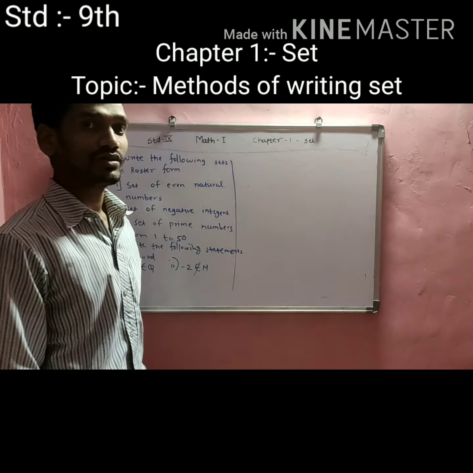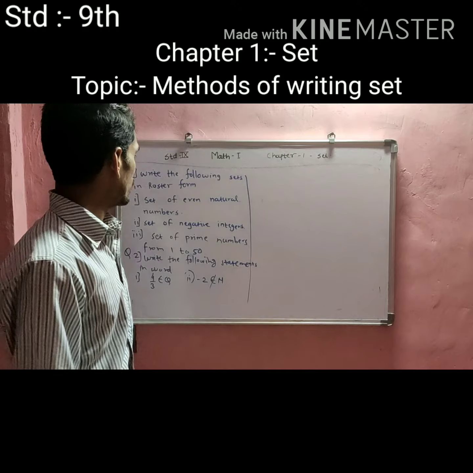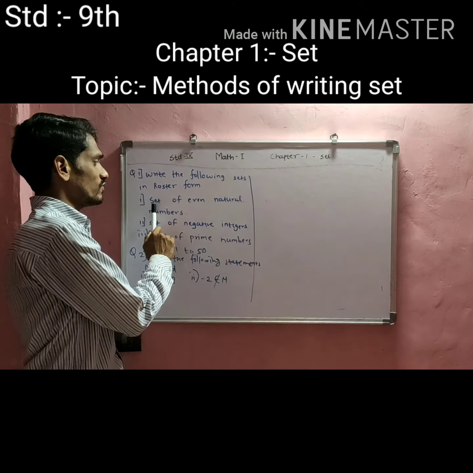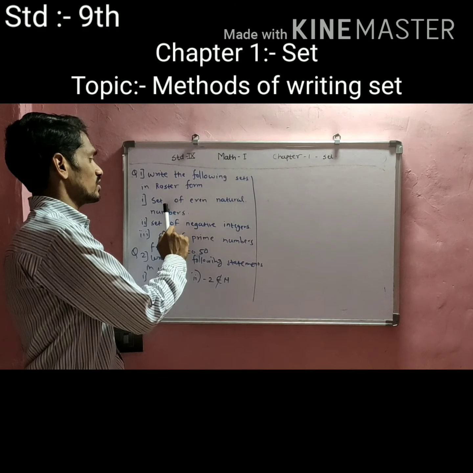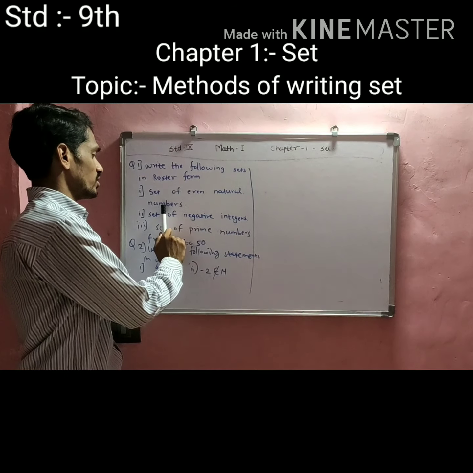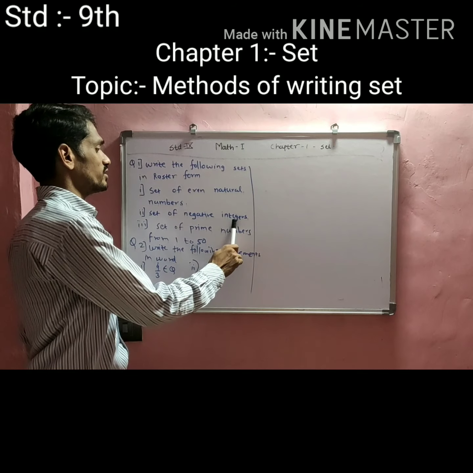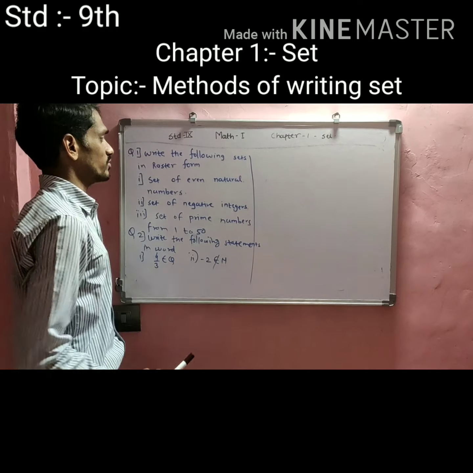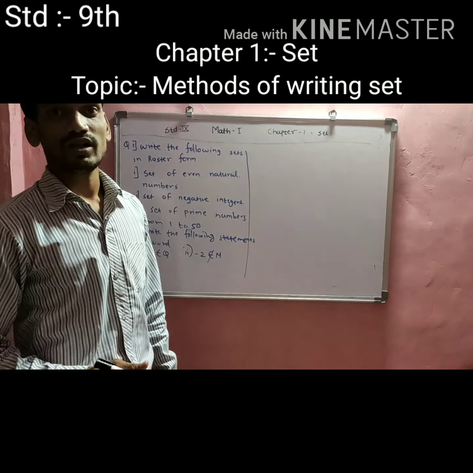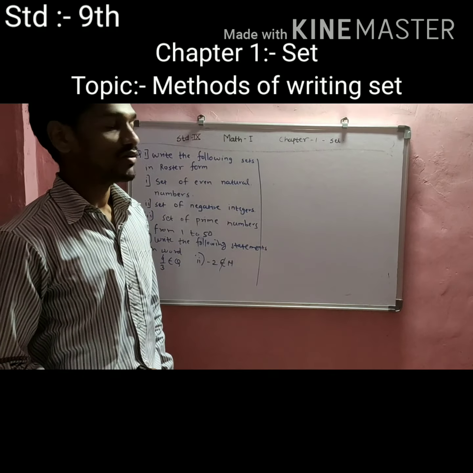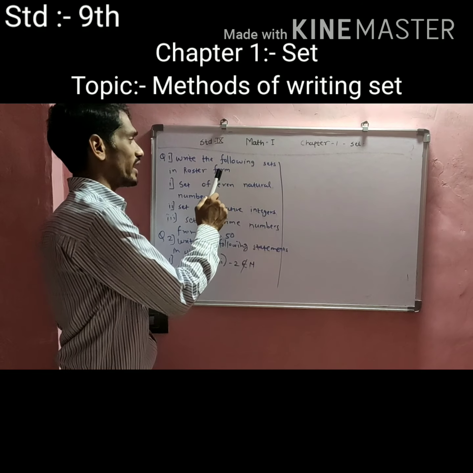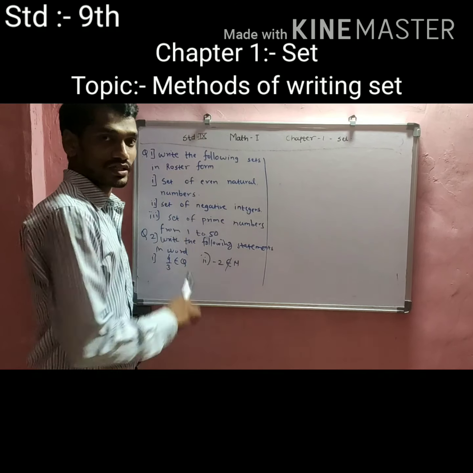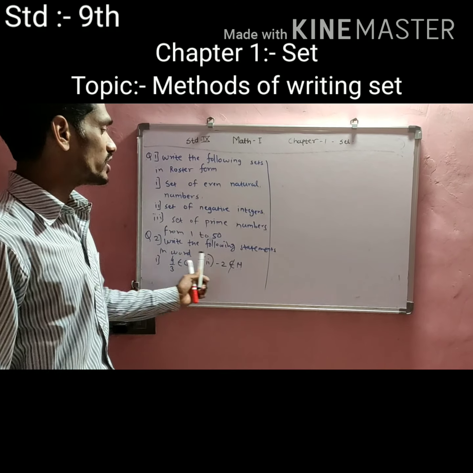So students, we are going to discuss: write the following sets in the roster form. Okay, we have the examples. Set of all even natural numbers. First example, set of all negative integers. Second example, set of prime numbers from 1 to 50. We have taken these examples from practice set 1.1. Okay, we are going to solve the first question, and we are going to solve the second question.